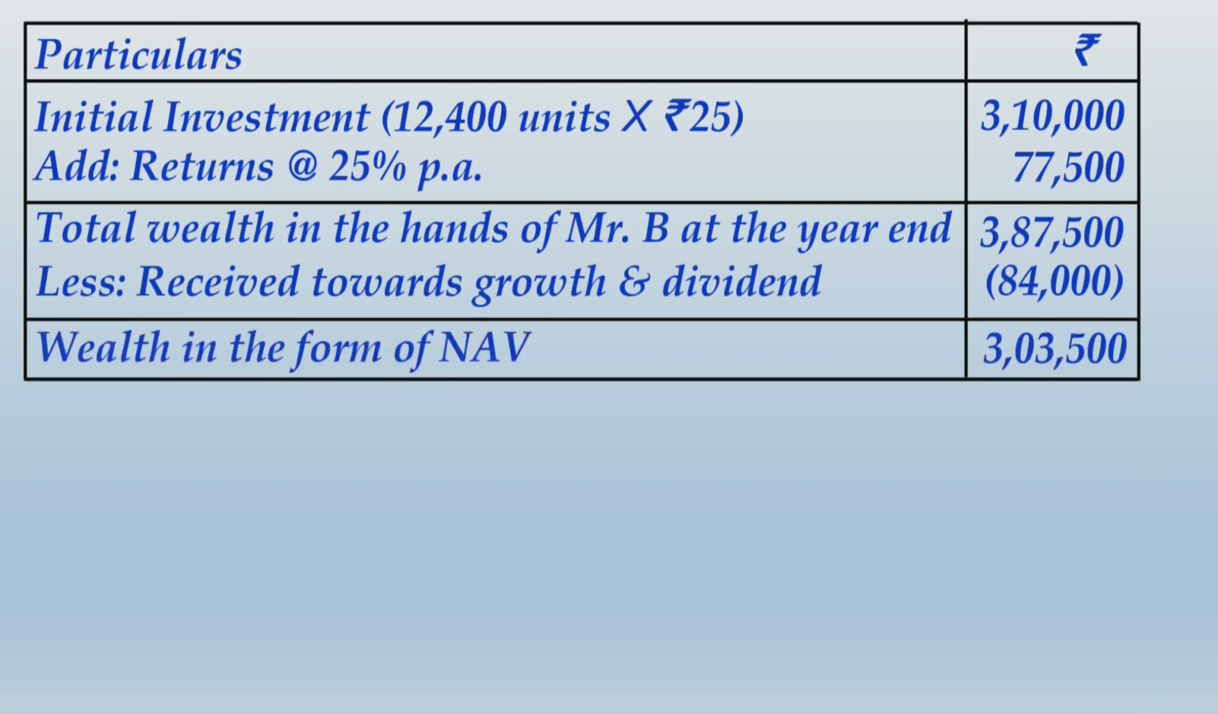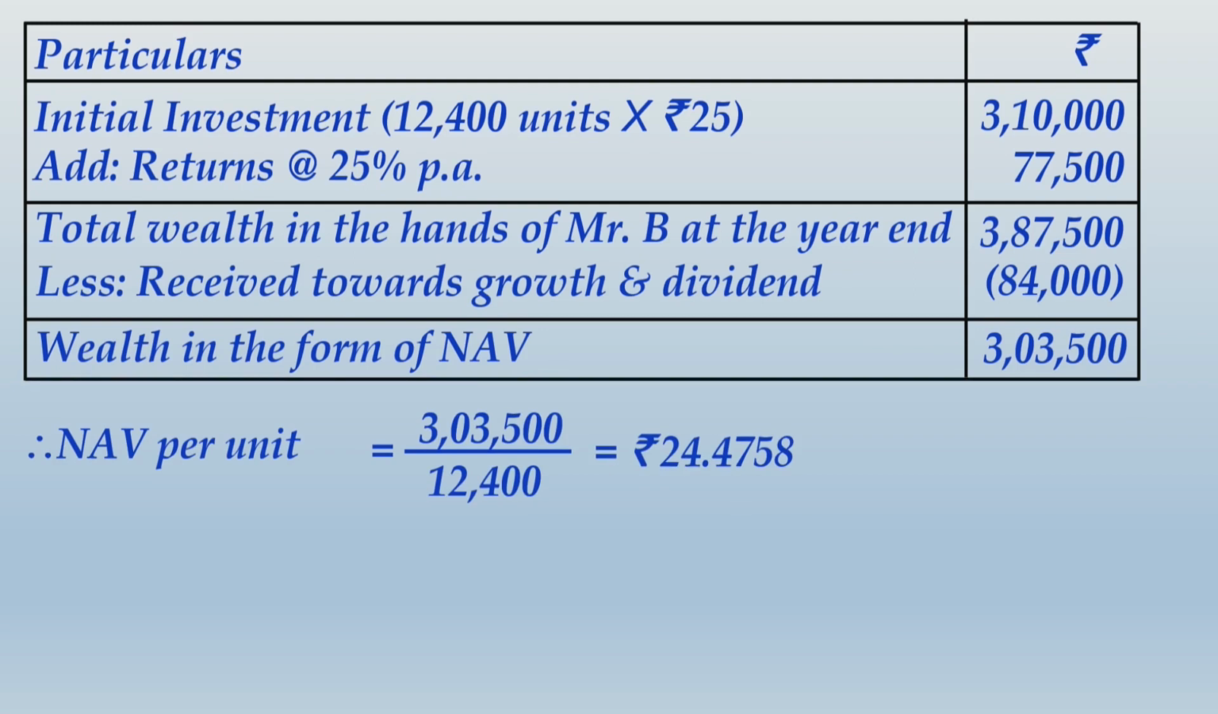Finally, the wealth in the form of NAV will be 3,03,500, and now there are 12,400 units. So NAV per unit will be 3,03,500 divided by 12,400, and that will be 24.4758. Now, what is the total realization by end? That can be easily worked out. Understand one thing. This is the point where the investor has decided to encash everything and come out of this investment. Therefore, at this stage, there will be no reinvestment of this dividend, correct?